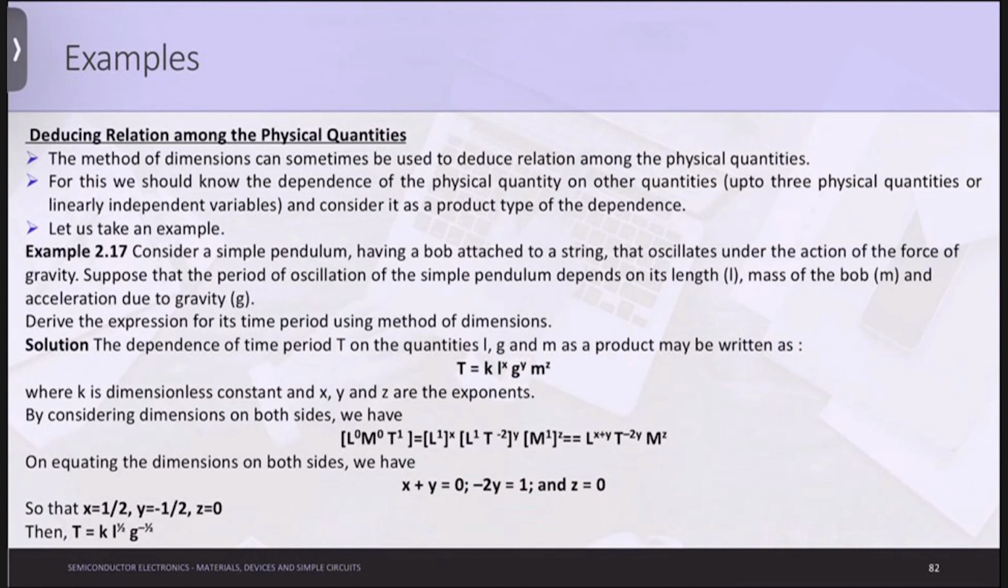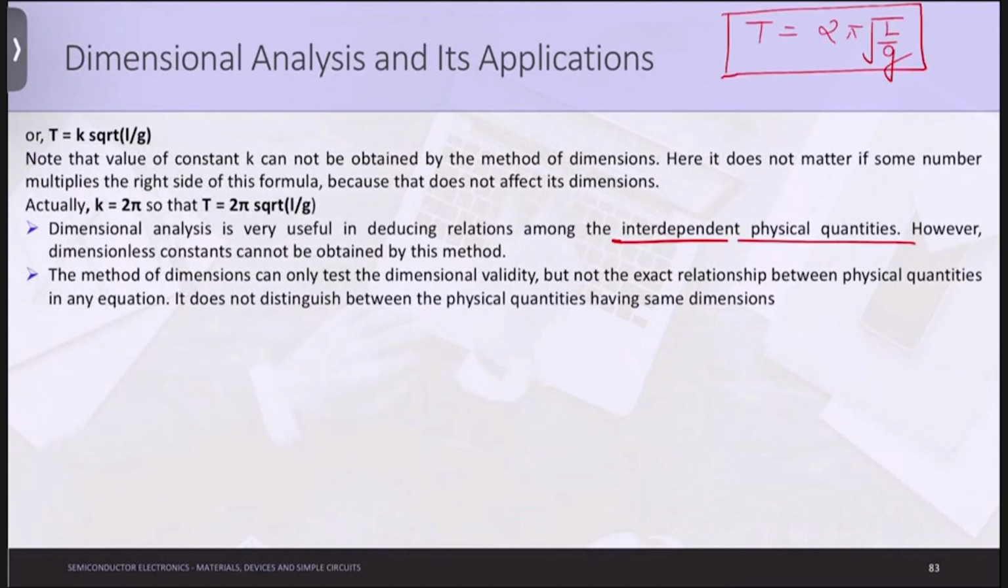So researchers basically adopt this as one of the ways to find or reduce the relation between the physical quantities. Dimensional analysis is very useful in reducing relations among interdependent physical quantities. However, dimensionless constants cannot be obtained by this method. Very, very important. This is one example of dimensionless constants. So dimensionless constants cannot be obtained by this method.